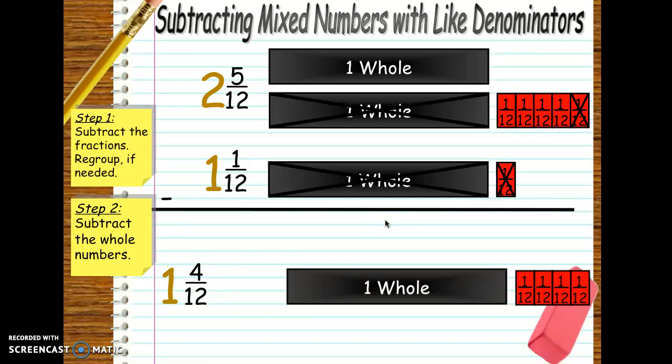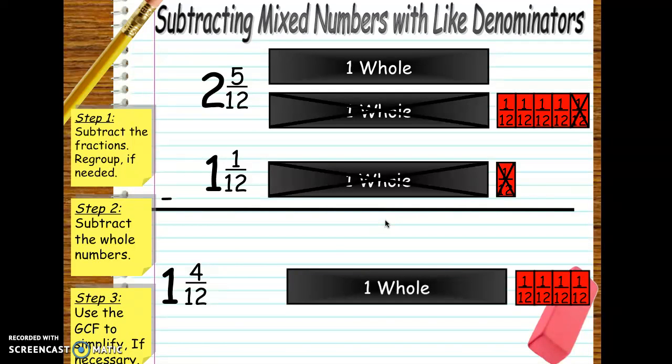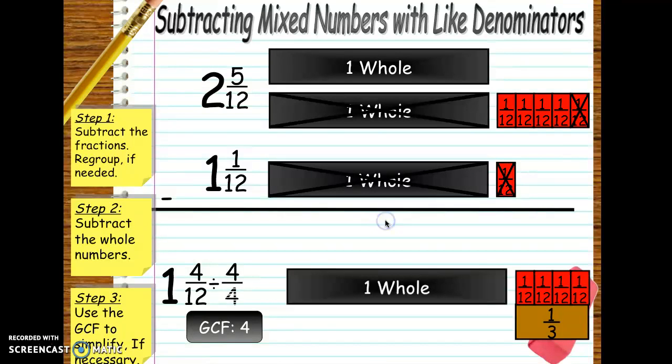Now we're going to apply step 3, which is simplifying our fraction. And since I know that 4 and 12 have a greatest common factor, I'm going to use that common factor to simplify 4/12 into 1/3. So my greatest common factor between 4 and 12 is 4. So I'm going to divide the numerator, divide the denominator, both by 4, to get my answer of 1/3.